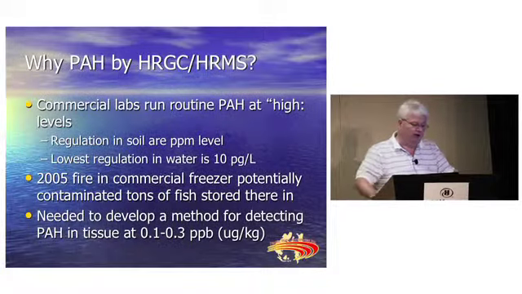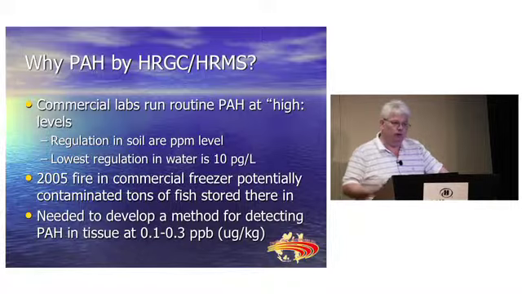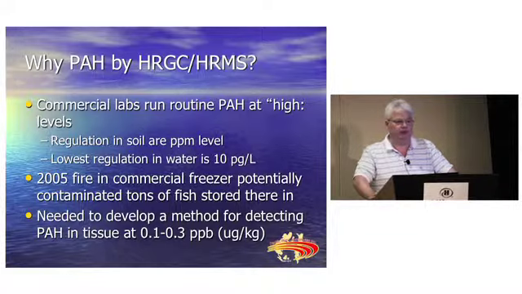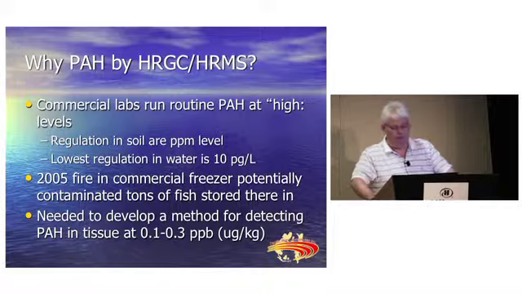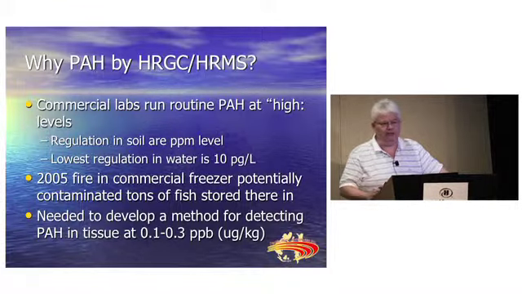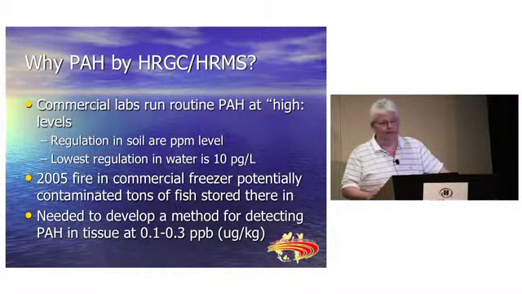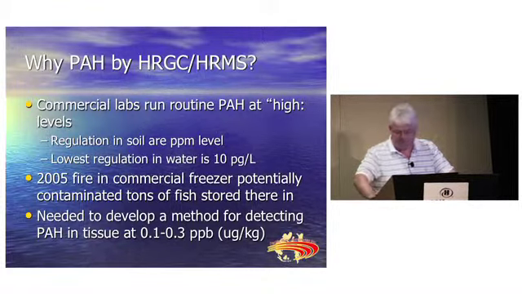So why go to PAH by high-res mass spec? Most commercial labs run what I call at high levels. They're sufficient for government regulations. If I look in Canada, our requirements for most PAH in soil are in the ppm levels. In water, our lowest requirement is 10 nanograms per liter for benzo-a-pyrene. You don't need anything very fancy to hit those levels. You don't need any cleanup. It's essentially an extract and shoot.